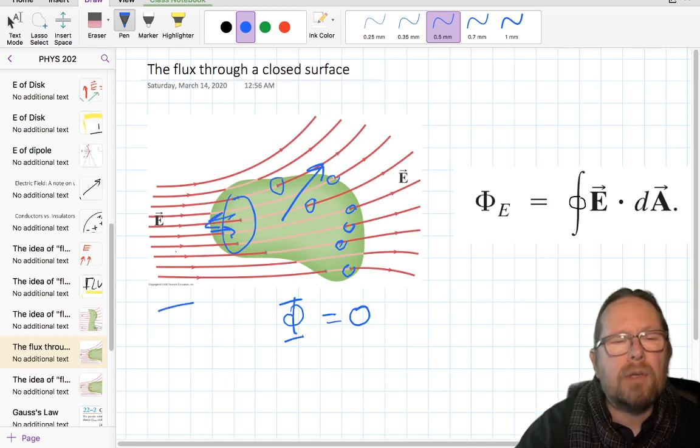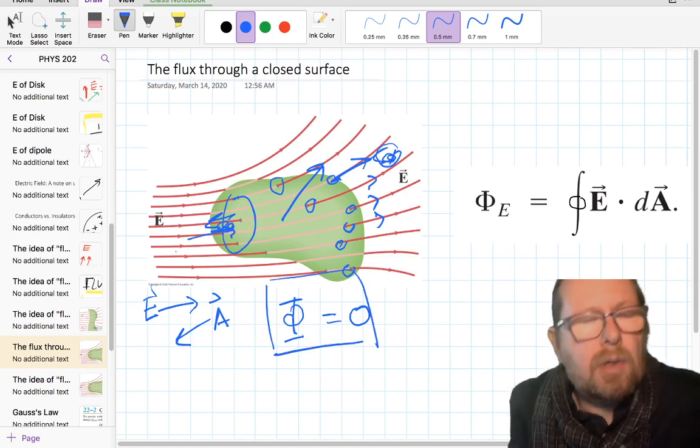Here, the electric field is in the opposite direction of the area, right? The electric field is going this way. The normal to the surface is pointing outward. So that dot product gives us a negative sign. Here on the other side, the field lines are coming out of the surface. That gives us a positive sign to the flux. So on this side of the surface, there's negative flux. On this side of the surface, there's positive flux. And the total flux through that surface adds up to 0.